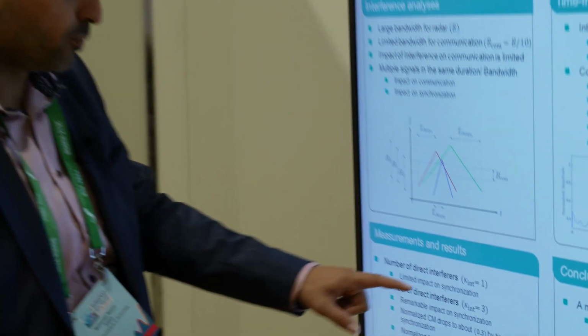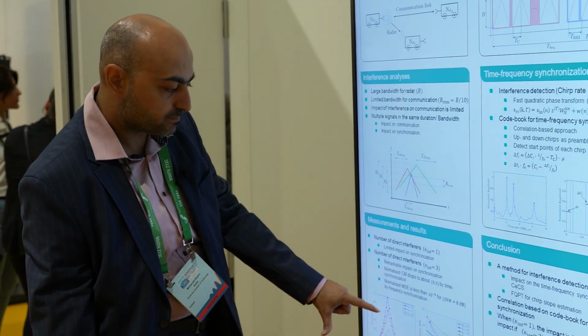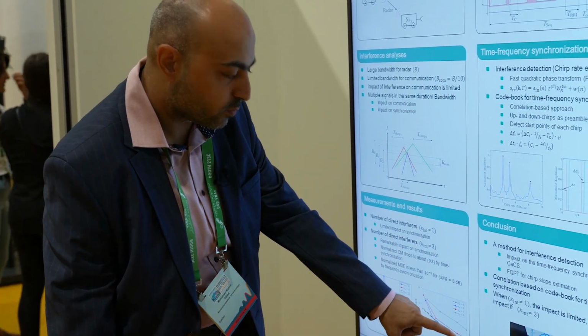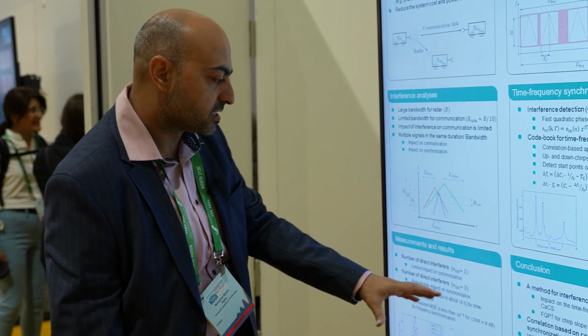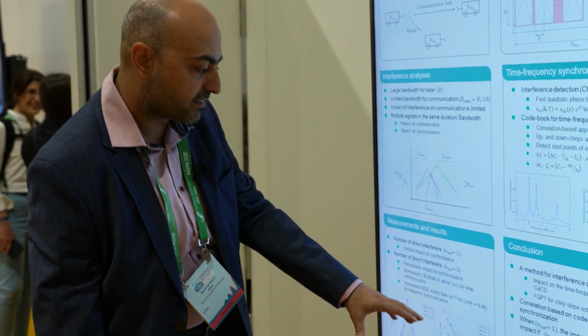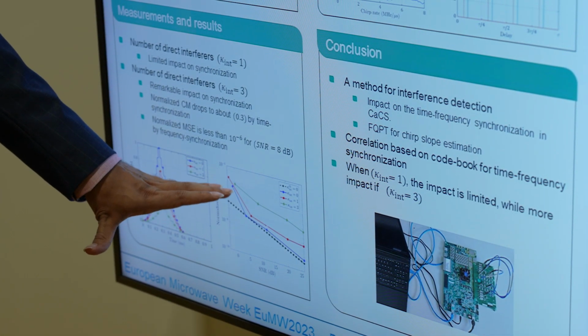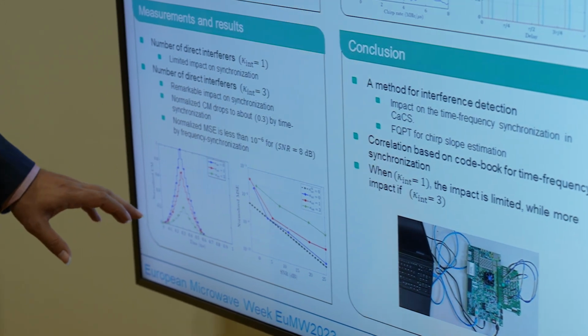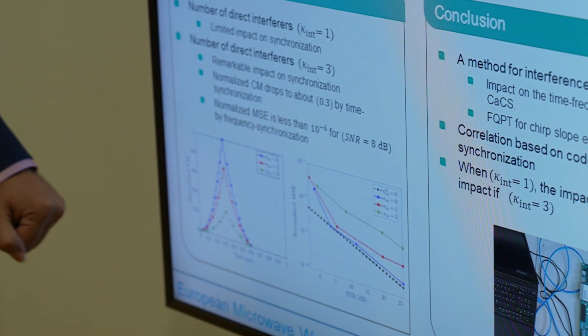On the other hand, if we have one interferer, then the time peak will drop, and the frequency synchronization will be a little bit worse. If we have three interferers at the same time, we can say that it will not work so well for the frequency synchronization, and the time synchronization will be 1/4.